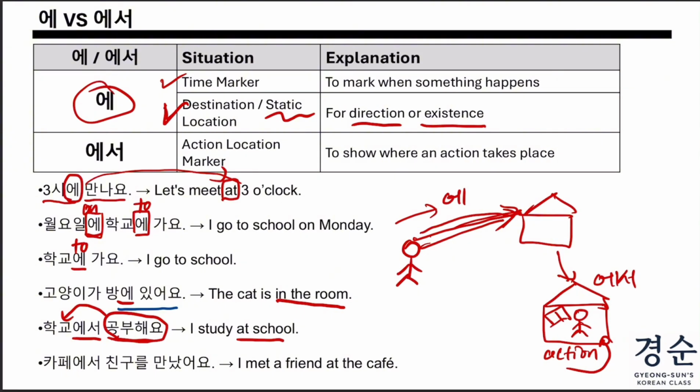Okay? And one last example. 카페에서 친구를 만났어요. Okay? I met a friend at a cafe. 카페에서 친구를 만났어요. Okay, for this one, why is it 에서 but not 에? Because this action is occurring at the cafe, right? It's not like the direction, or a static situation, but this action takes place in the cafe. Okay, meeting your friend, right? So I hope this is clear for now.